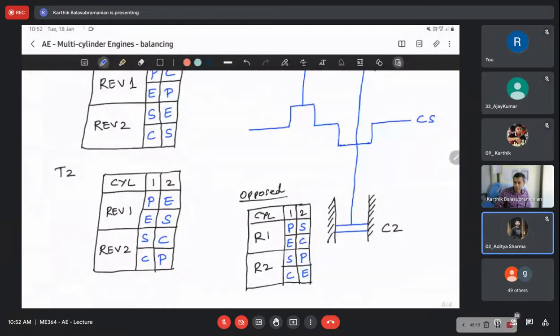Yes, sir. I get the point now. If it is opposed, the power strokes are more uniformly placed now. I mean, you can have power occurring together at the same time, but this is a better arrangement. So you can have PESC for cylinder 1 and PESC for cylinder 2 also when it is opposed, but that is not a good power balance. But if you have this SCPE sequence in cylinder 2, then you have better power balance. Is that clear?